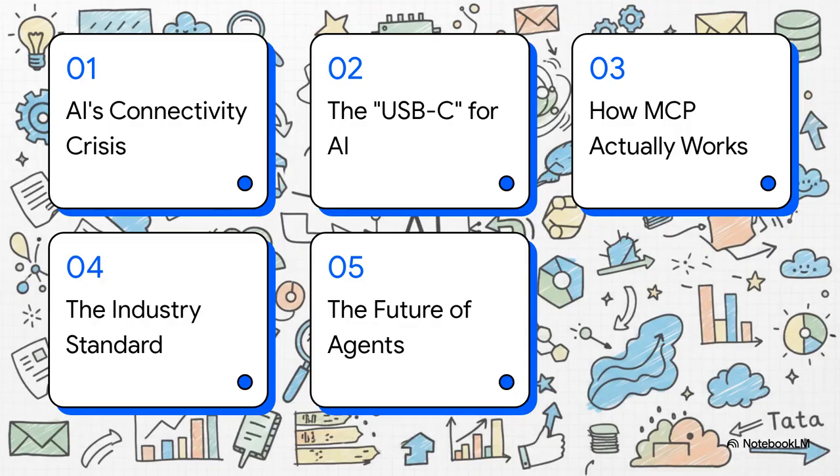So here's our game plan for this explainer. We're going to start with AI's big connectivity crisis. Then we'll introduce the protocol that's fixing it all. We'll break down how it works under the hood, see who's actually using it, spoiler, it's pretty much everyone, and then we'll peek into the future of AI agents that all of this makes possible.